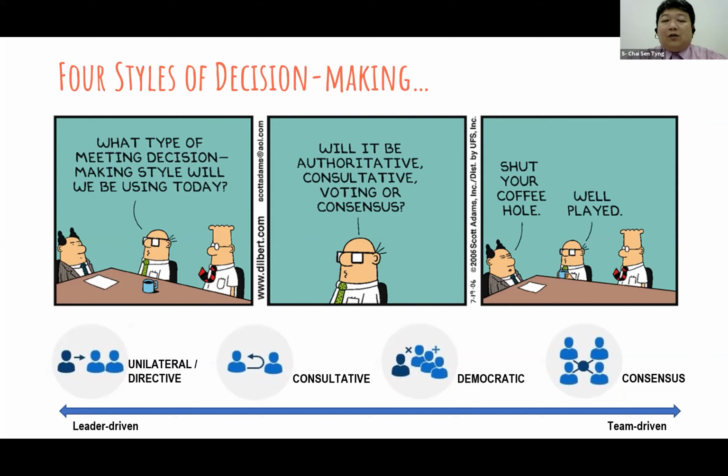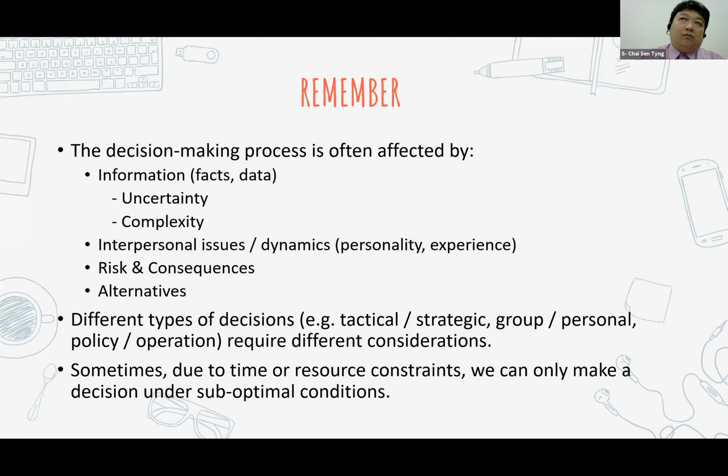And I'm not saying it's always directive or always consensus, but this is really dependent on 4 factors, I would like to say. The first factor is always information. We have to make decisions based on correct data and timely information. So there are 2 issues here affecting decision making. One is uncertainty, meaning that sometimes you do not have enough info to decide. And sometimes, although the info is there, it's too complex for us to arrive at an optimal decision.